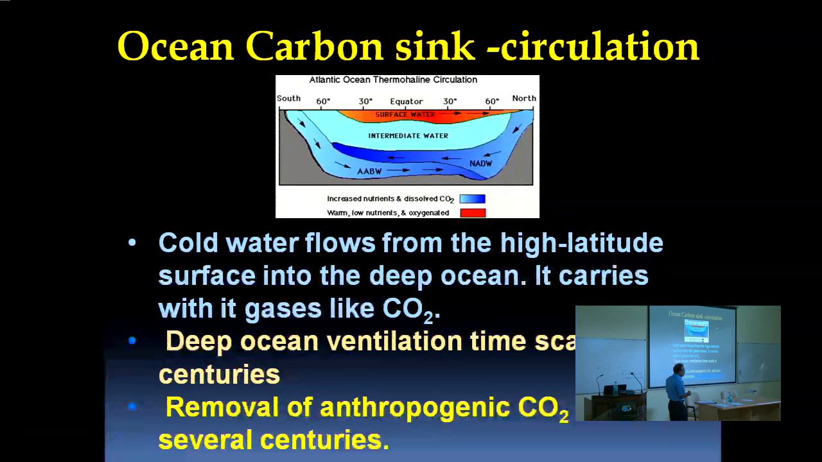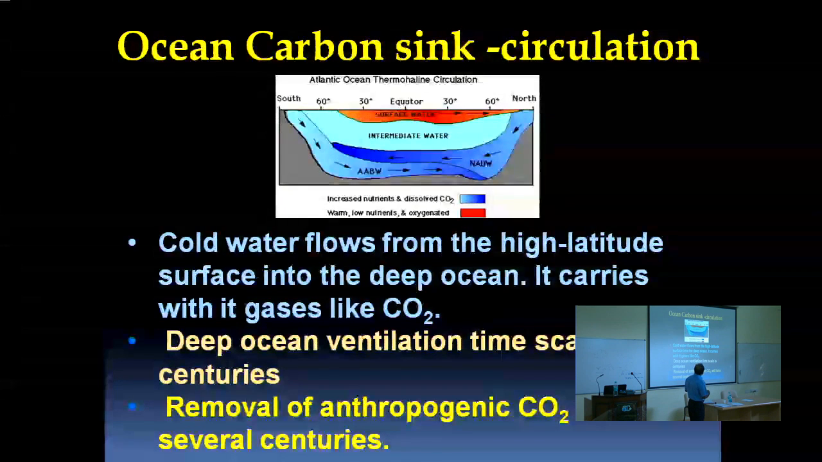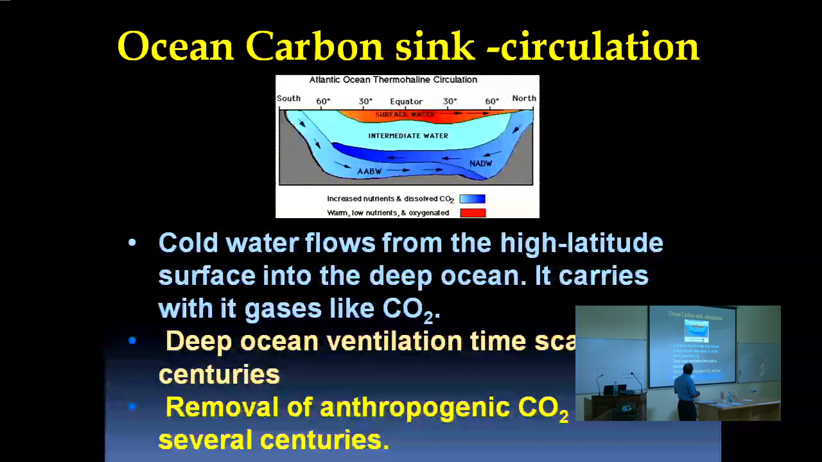Yeah. So if you take the cross section, this is the schematic. In Antarctica and in the Atlantic, cold water is taking the North Atlantic as well as the Antarctic region. Cold water flows from the high latitude surface into the deep ocean, right? It carries with it gases like CO2, right? So this is the way the circulation can take CO2 from the surface.